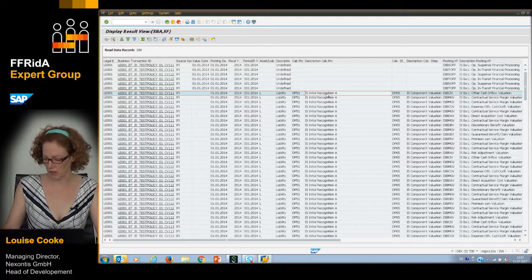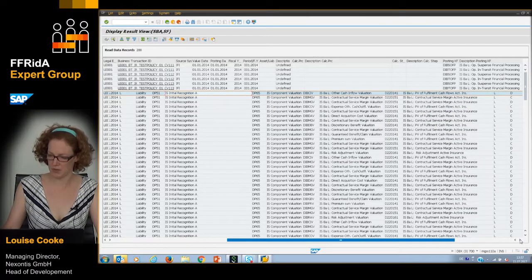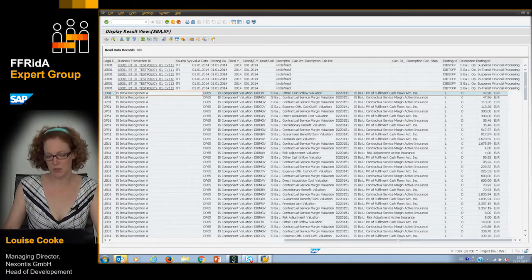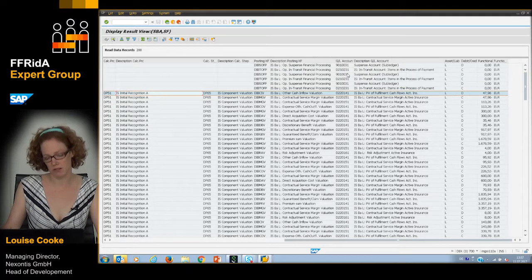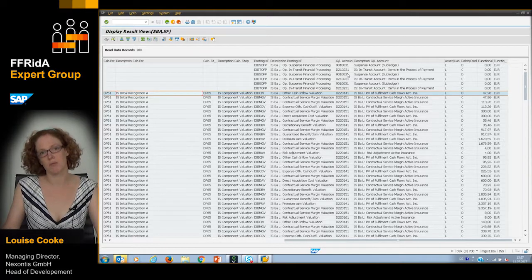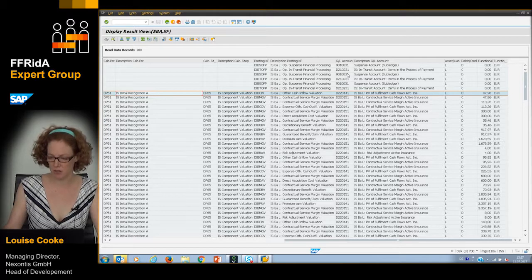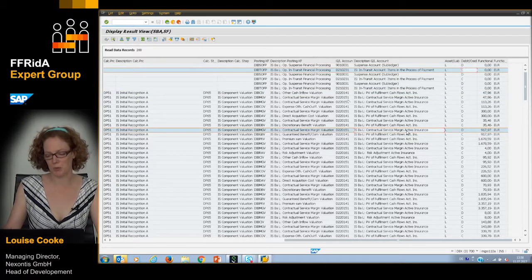And what does the initial recognition process produce? At the end of the day, it gives me a general ledger account where I will be posting to. It gives me what we call a posting key figure, but this is ultimately just a sub-ledger account, one level more granular than a general ledger account. We can see whether the record is a debit or a credit, and whether it is an asset or a liability, together with the associated amounts. And here we calculate values, for example, the most important one being the contractual service margin.